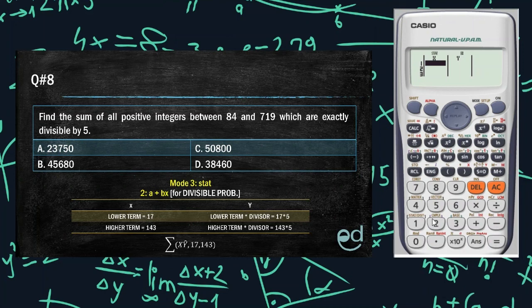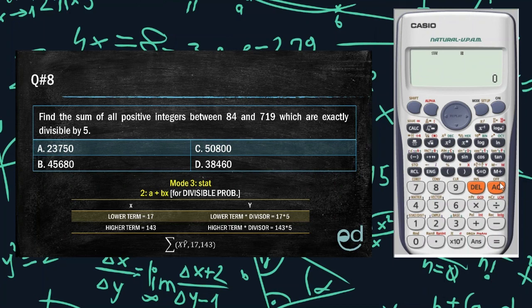But instead, for the x column, we type the lower term which is equal to 17. And then, followed by the higher term which is equal to 143. For its equivalent value in the y column, we type lower term times the divisor which is equal to 17 times 5. And then, next is higher term times the divisor, which is equal to 143 times 5. After that, we just press AC.